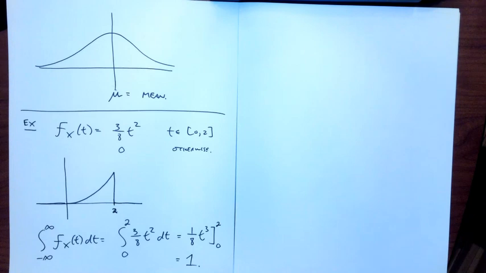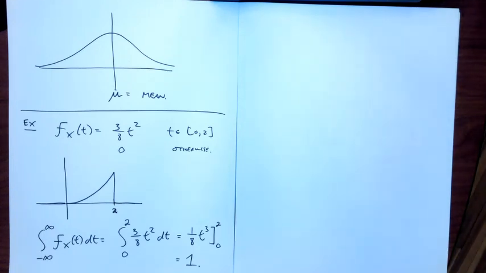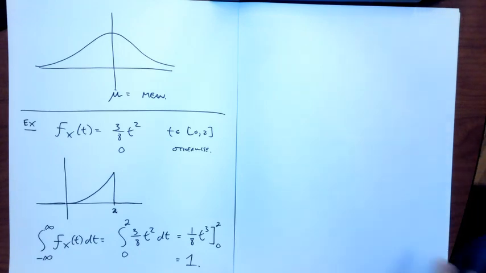This is, again, an example of one of those things where I could ask you on an exam, okay, I don't tell you the 3/8 part. I ask you, let's call this a t squared. Find me the value of a that makes this a valid PDF. That's a common kind of exam question, but here I'm doing it automatically, right?